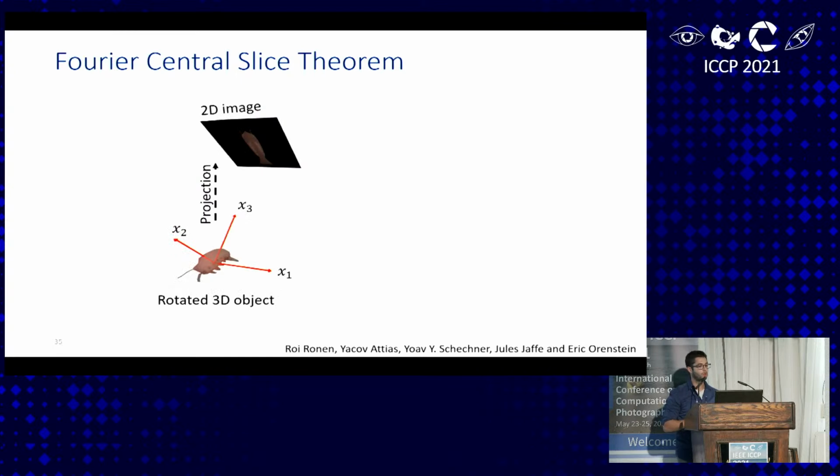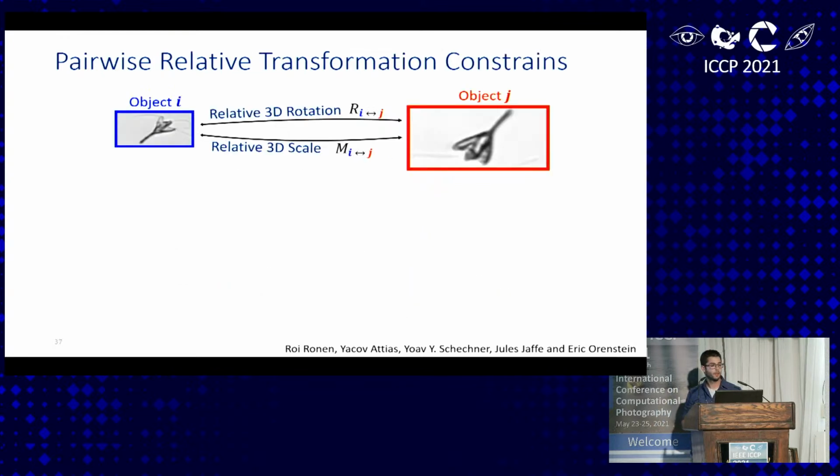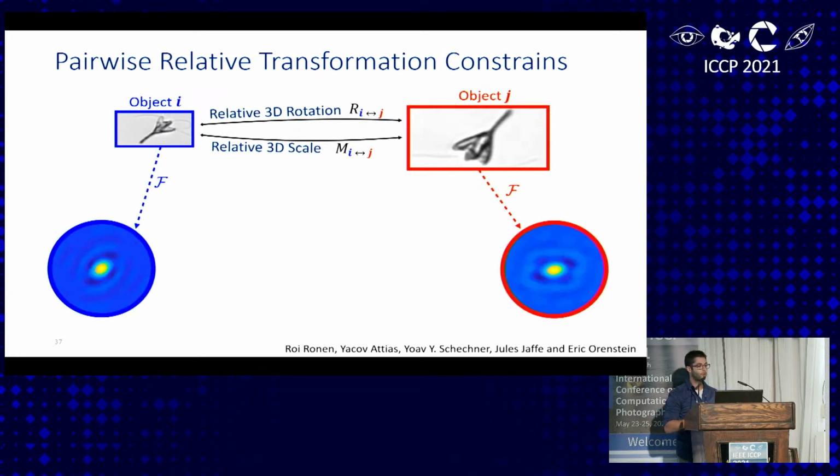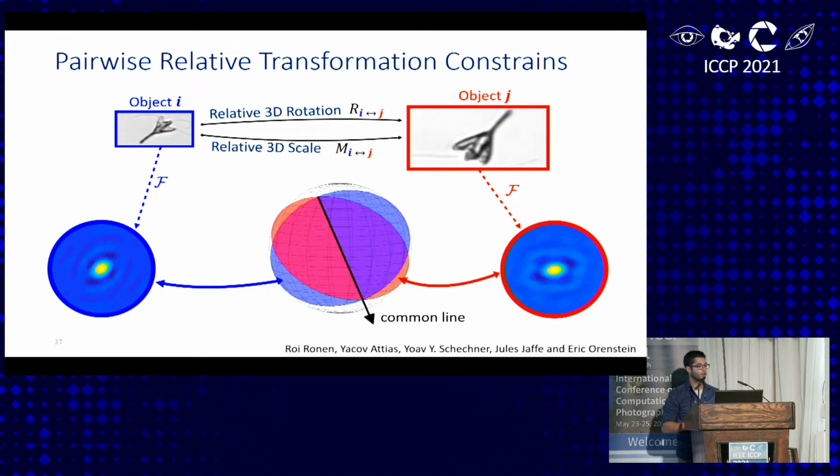This can be done using the Fourier central slice theorem. Consider a rotated 3D object and its projection acquired by imaging. This theorem states that the 2D Fourier transform of the image is equivalent to a central slice in the 3D Fourier space of the 3D object. This means that a pair of Fourier images are two central slices in the 3D Fourier space. Therefore, they intersect at a common line.